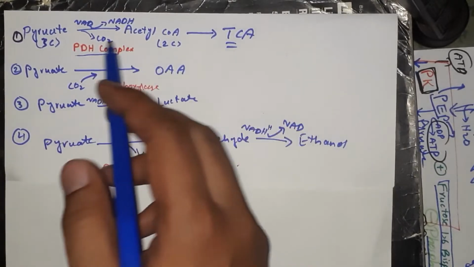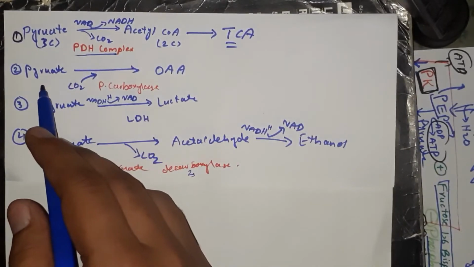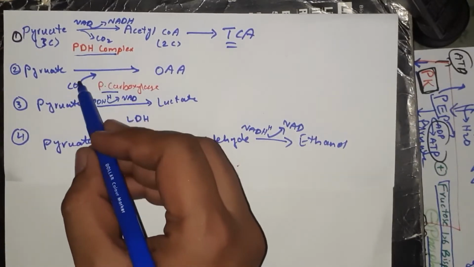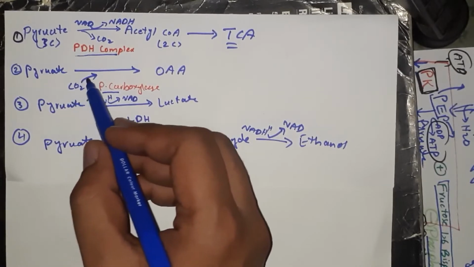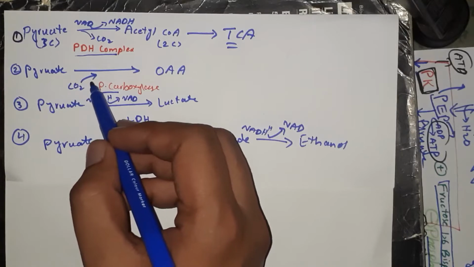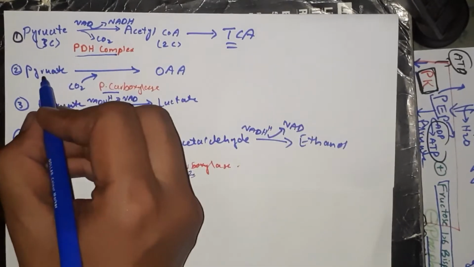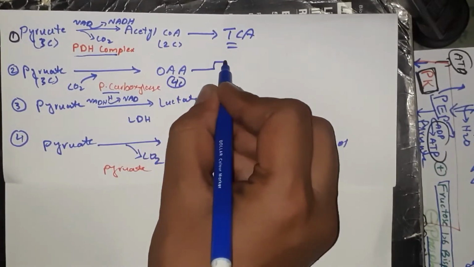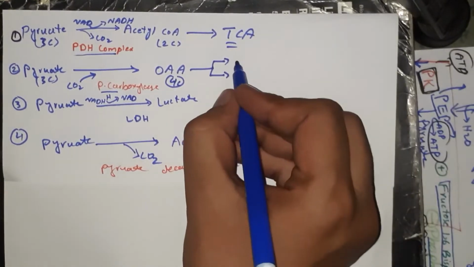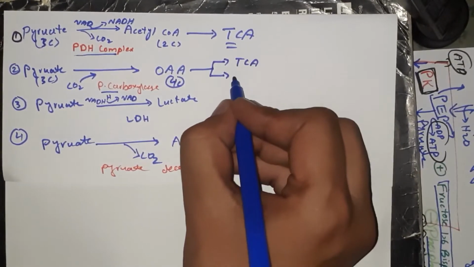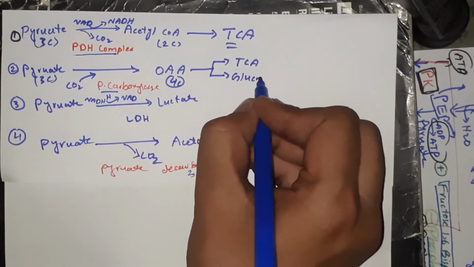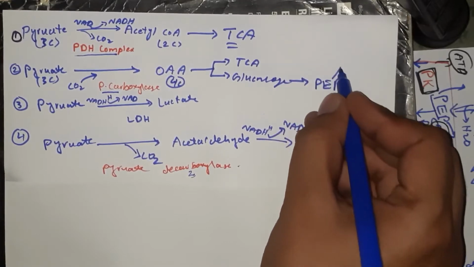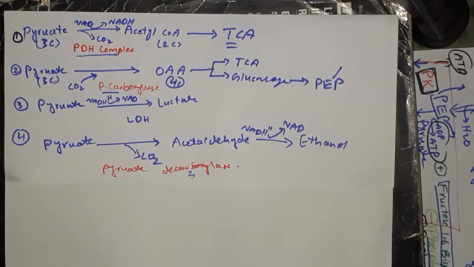TCA cycle. So this is the first fate of pyruvate, and pyruvate may also be converted into oxaloacetate, and this reaction is catalyzed by pyruvate carboxylase. In this step, one carbon is added to pyruvate in the form of carbon dioxide, and it is converted into oxaloacetate. Pyruvate is a three-carbon compound and oxaloacetate is a four-carbon compound, and this oxaloacetate may follow two routes. It may enter the TCA cycle, or it may enter gluconeogenesis. In gluconeogenesis, it is converted into phosphoenolpyruvate, and this phosphoenolpyruvate follows the glycolytic pathway back and forms glucose.